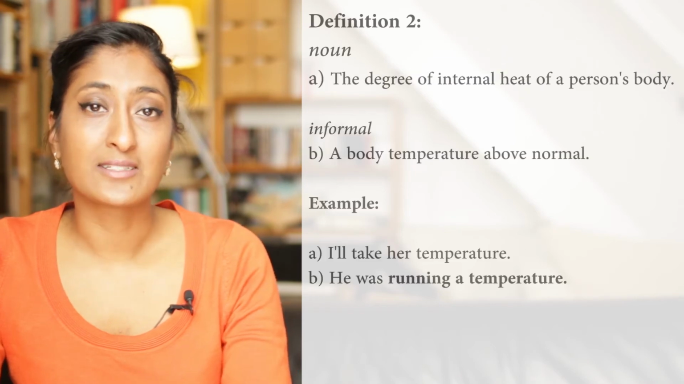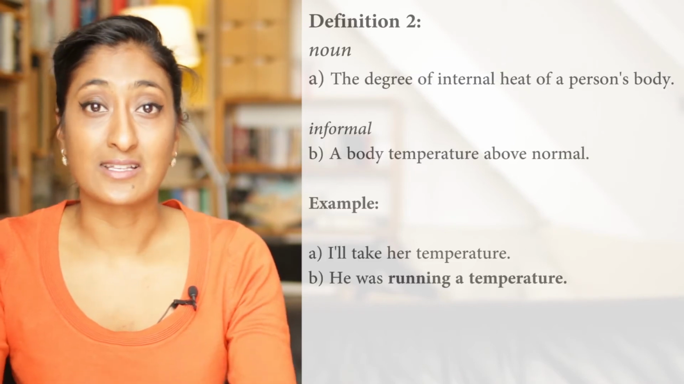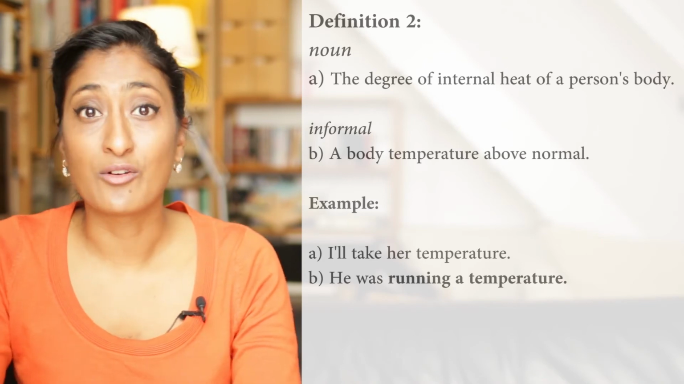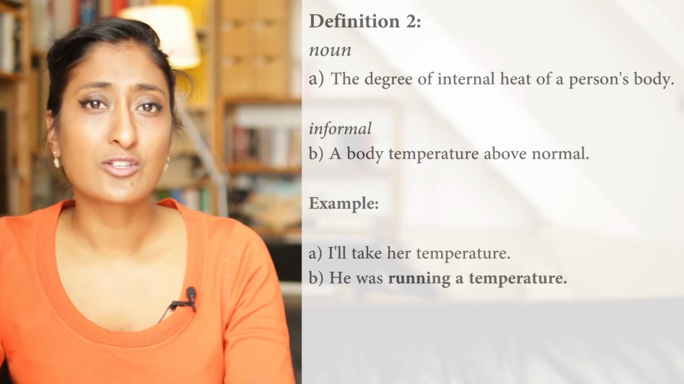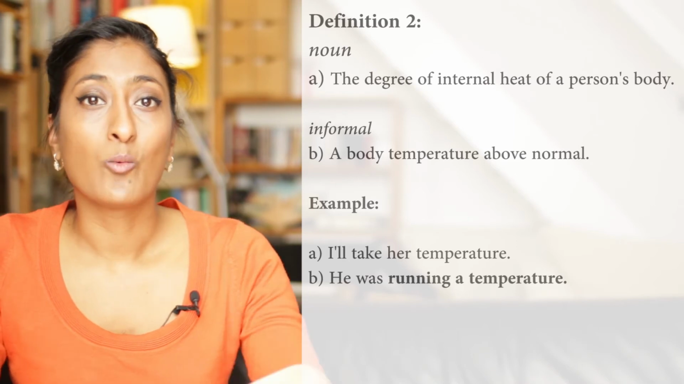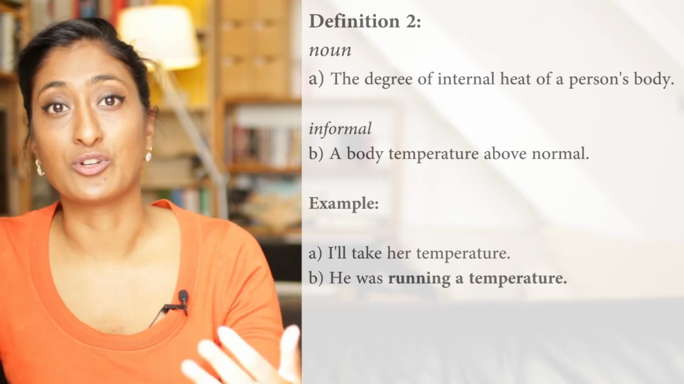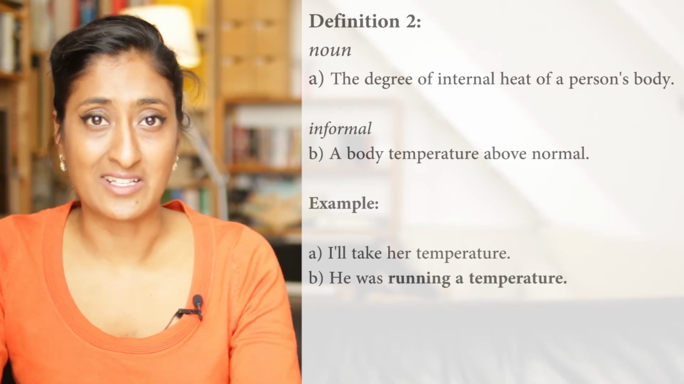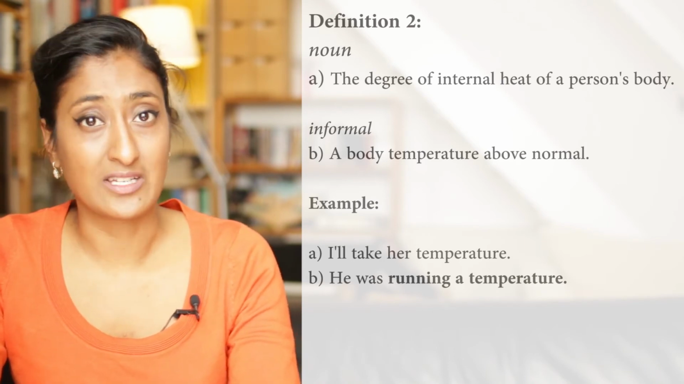Another way that the word temperature can be used in this umbrella definition is to say that the person is running a temperature. That's usually said for when the other person has a temperature, not you. So it's an informal way of saying that the other person is sick and is feeling hot with a temperature.